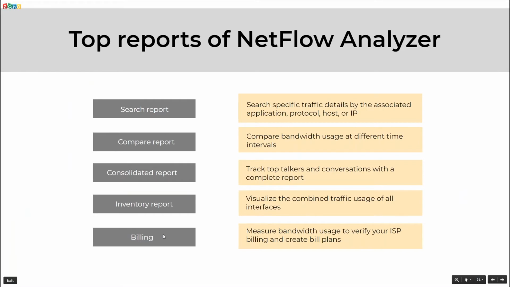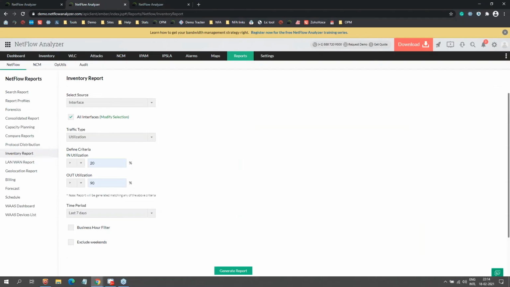Also, we have this billing report. What this does is that you can measure the bandwidth usage to verify your ISP billing, and you can create bill plans. So if you want to know how much of an exact bill you can get from your ISP this month, or let's say you are the ISP and you want to bill your customers, you want to know how to do that, you can make use of the billing reports.